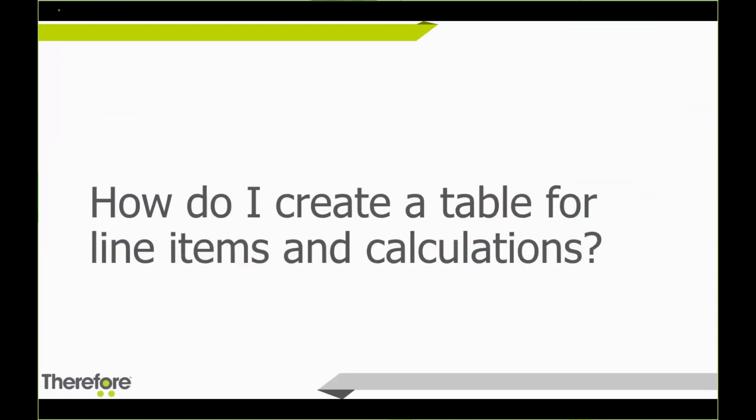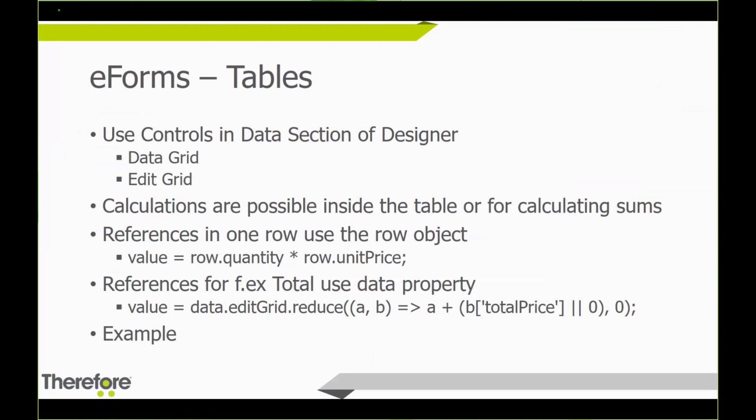So one more, how do I create a table for line items and calculations? We have basically two different controls to use for table creation. I will just quickly show you afterwards both of them. We have a data grid and an edit grid. Calculations are for sure possible for both control types.